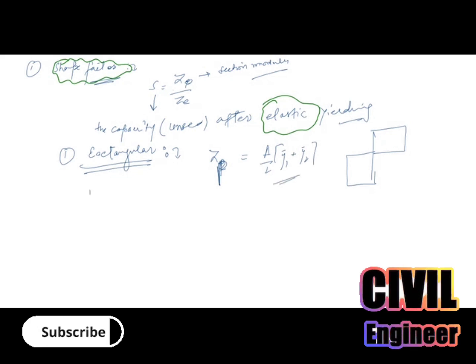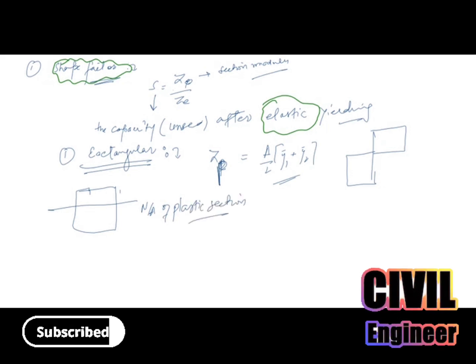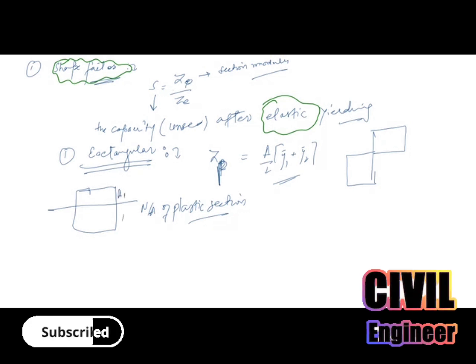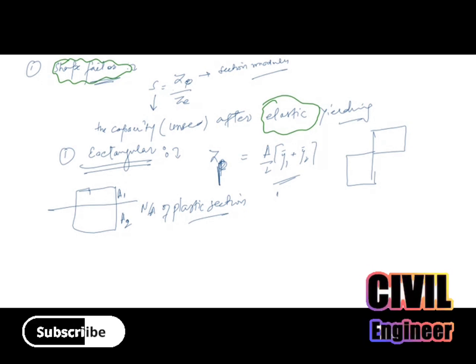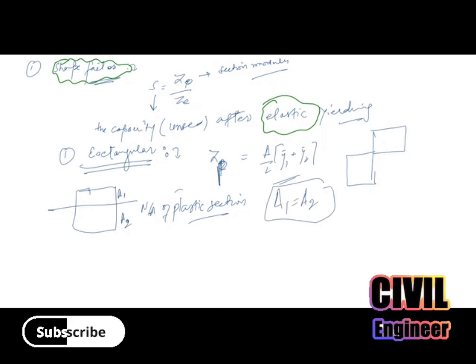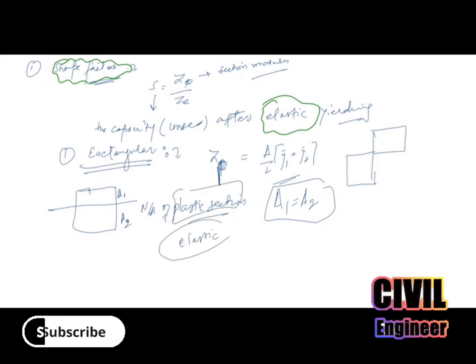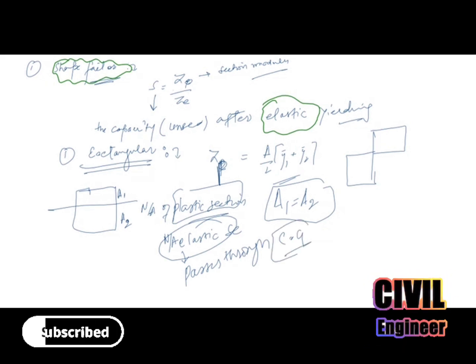Now what does this mean? If we have any section, then we have the neutral axis of the plastic section. The area above it is A1 and the area below it is A2. The neutral axis of the plastic section divides the section in such a way that A1 is equal to A2. This is the property of the plastic section. We have another section, that is the elastic section. The neutral axis of the elastic section simply passes through the CG, the center of gravity.